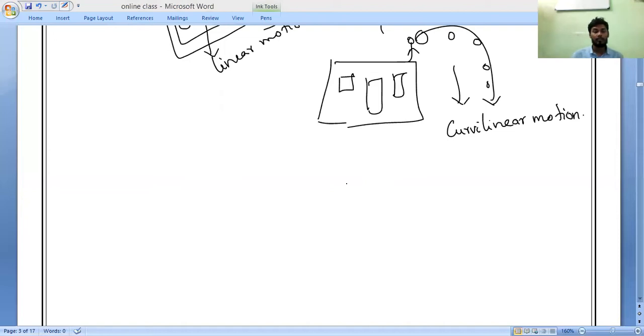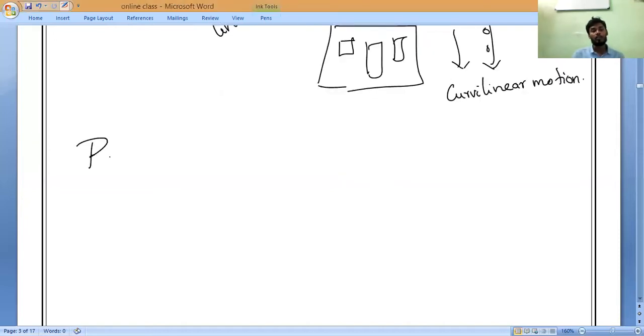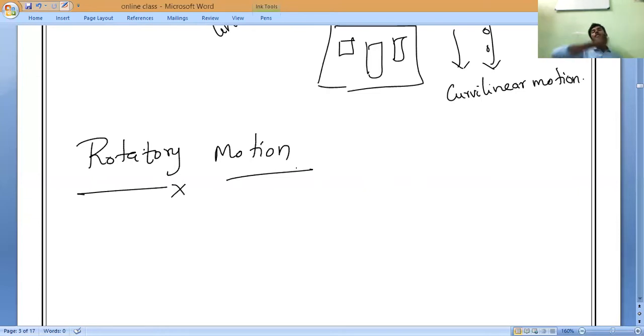What is it called, guys? Rotatory motion. Okay. Now, how many of you know the Gandhi Chakra? You can see it in Gandhi's picture. Gandhi used to rotate something. Yes, sir. Do you all have a bicycle? Yes, sir. In a bicycle wheel, we call it the rim, or the forks. All the forks are connected in the middle to something.